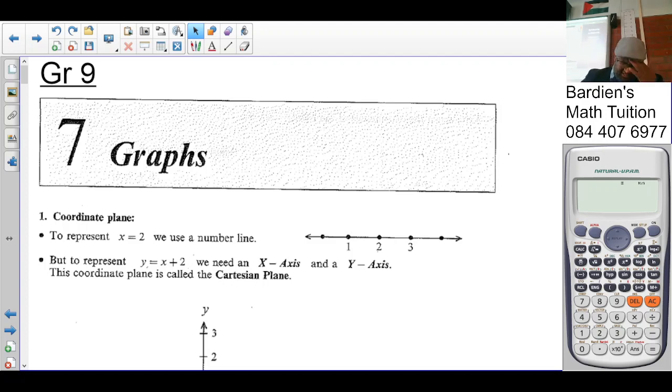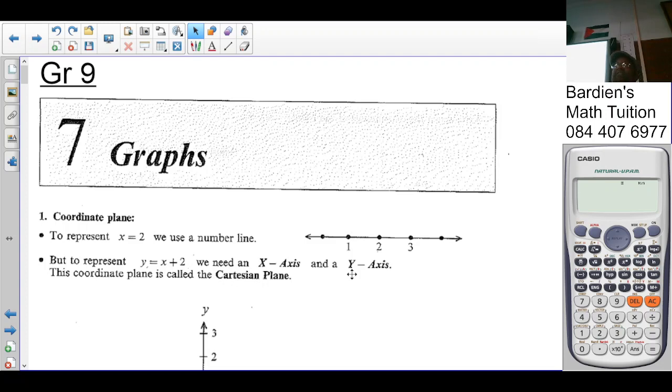So see, that said, we are looking at graphs. This is a paper 1 topic. Okay, normally. So this is chapter 7 in the textbook we are using. So we're looking at firstly the coordinate plane.